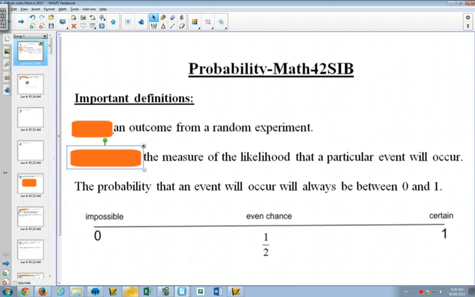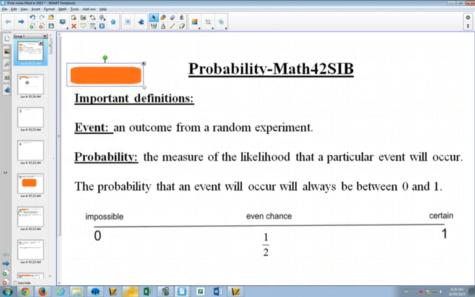Probability. An event is an outcome from a random experiment. And probability is figuring out how likely that event will happen. And probability will always be between 0 and 1 because it's always a percentage between 0 and 100%. So you can't have the chances of something happening being 4 out of 3 or something like that.